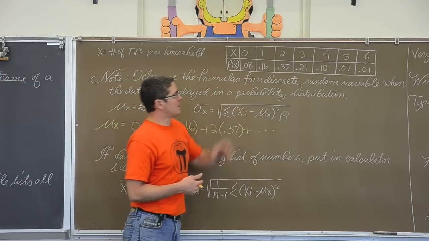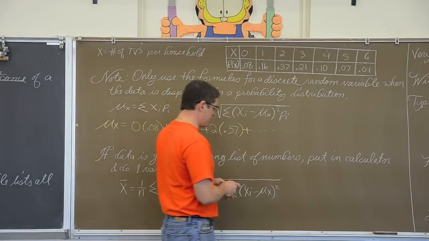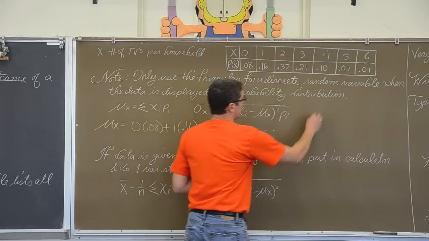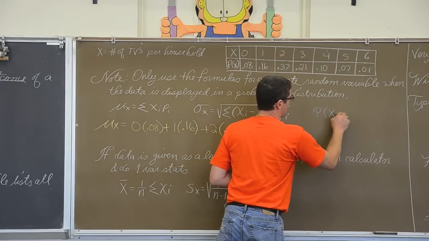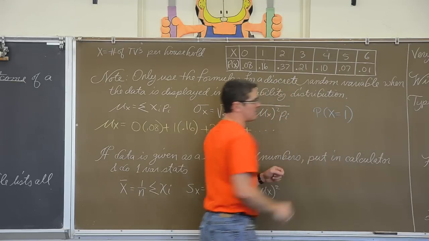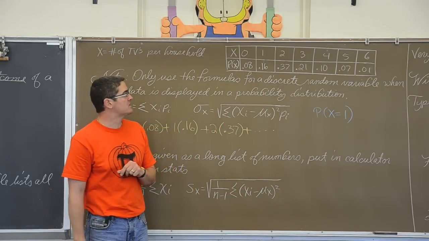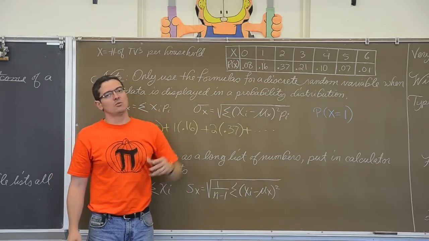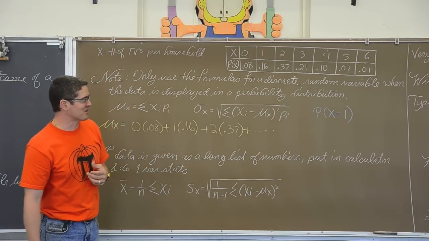But let's remind ourselves of finding maybe some probabilities that we did in our probability chapter, the last chapter. Like, what is the probability that x equals, let's say, 1? What's the probability that a household has exactly one TV in the house? Well, that's 16% based on this data, which honestly I did make up for this lecture.